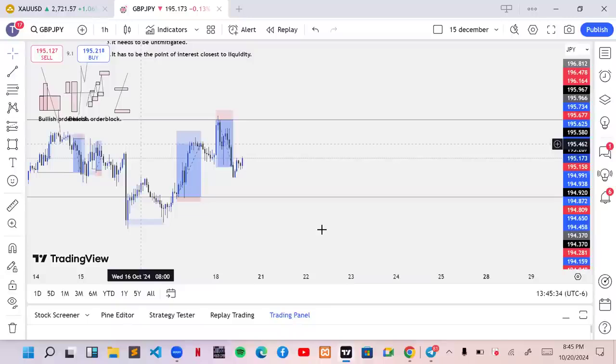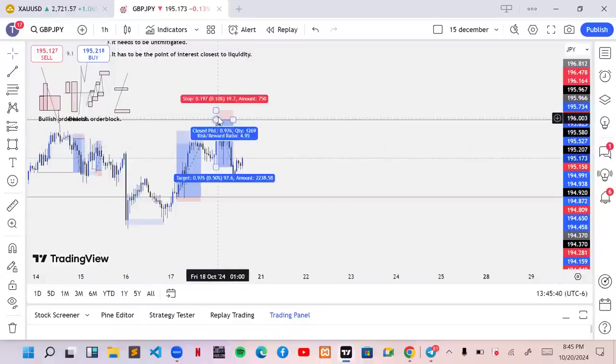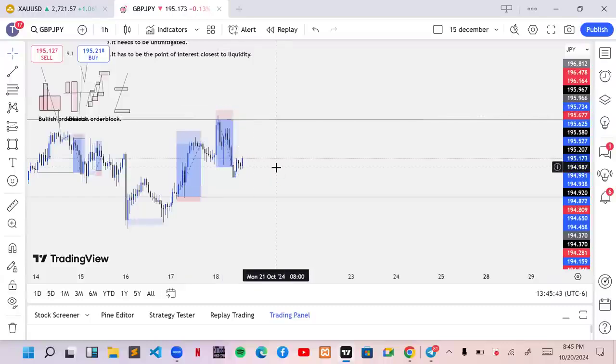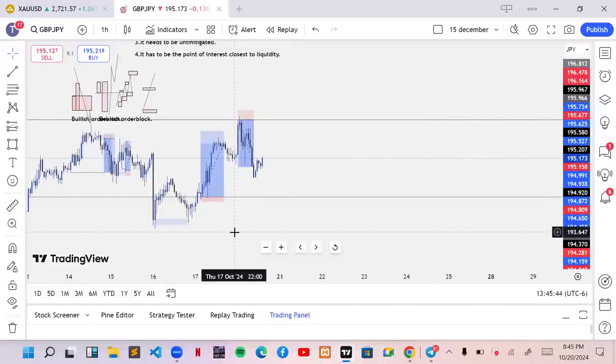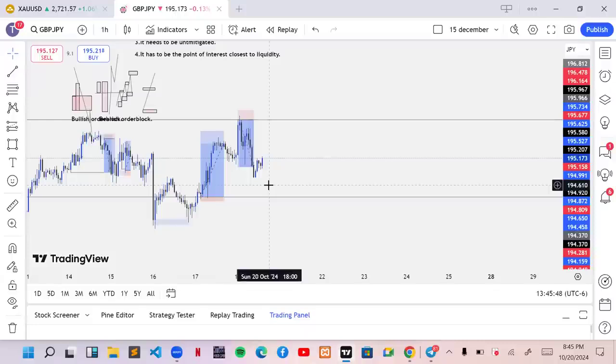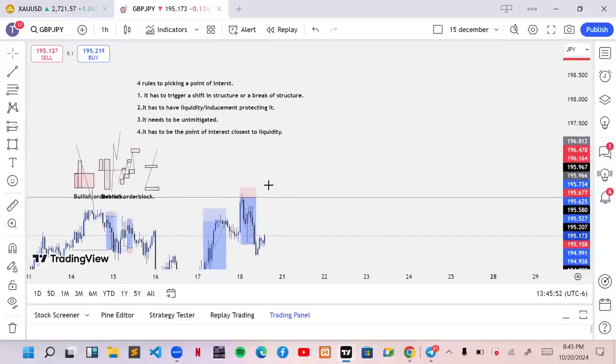Once liquidity has been taken out from one side of the market, it's headed to the other side. So if this recent buy side liquidity has been taken, it's not heading for the sell side liquidity. That was why I was bearish on GJ. So knowing when to pick between an order block and a breaker block, you need to pay attention to all these four criteria.